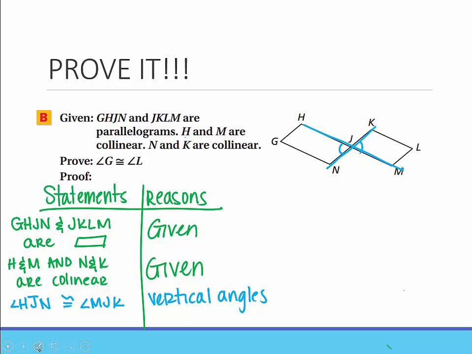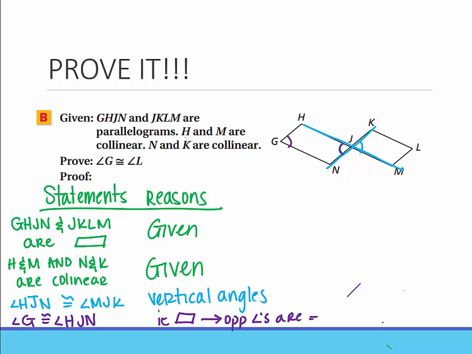And then we need to remember our definitions of parallelograms. If this angle is a certain measure, this angle over here has to be exactly the same. So I know that angle G is congruent to angle HJN because of one of the properties that we had that said if you have a parallelogram, then opposite angles are congruent. And because of the same thing, I know that angle L over here is congruent to my other angle.